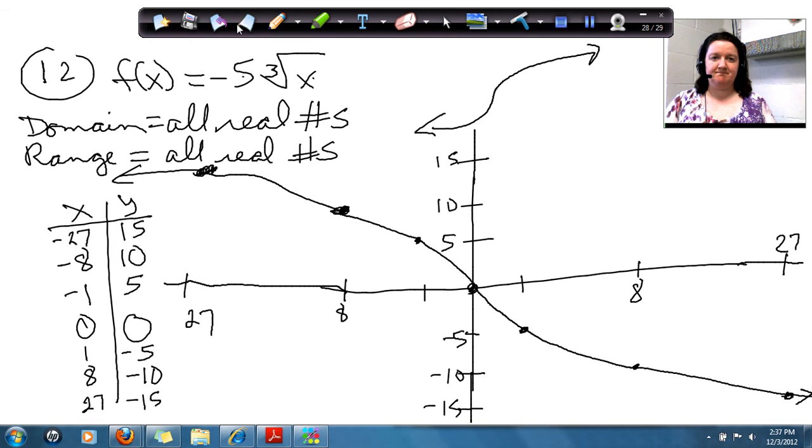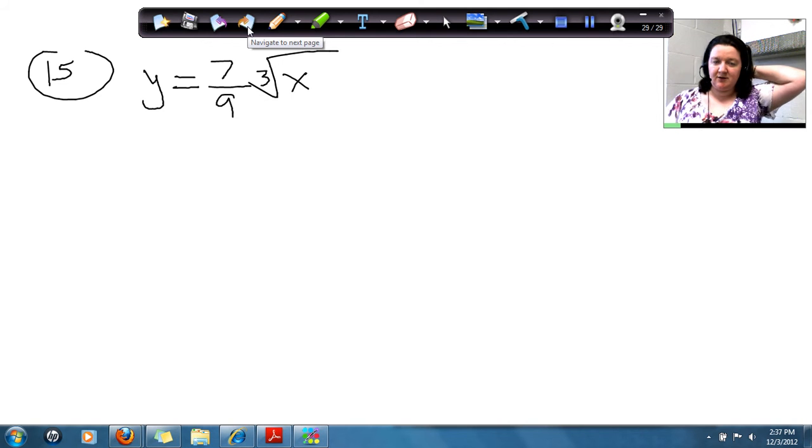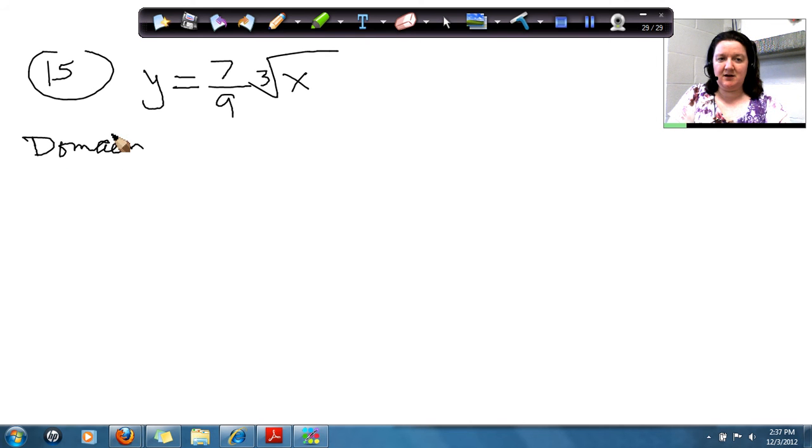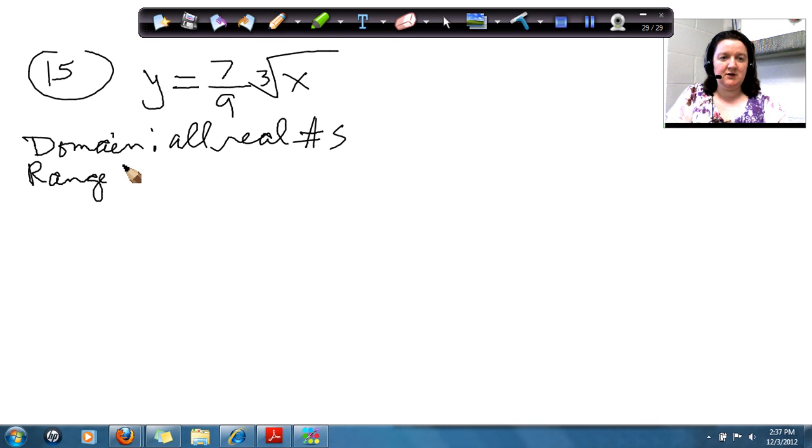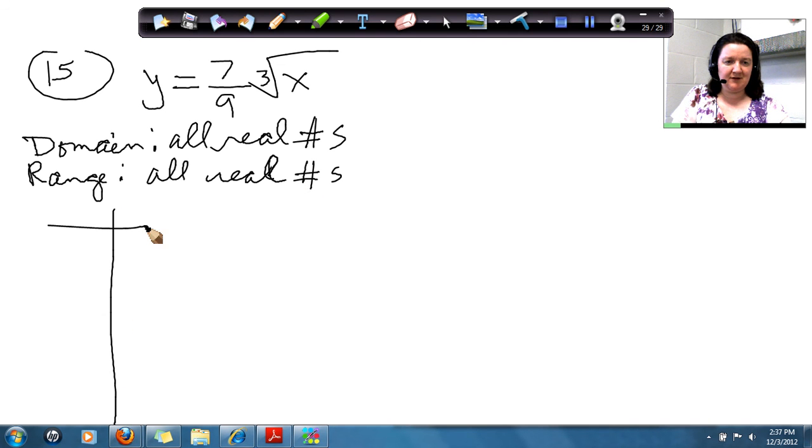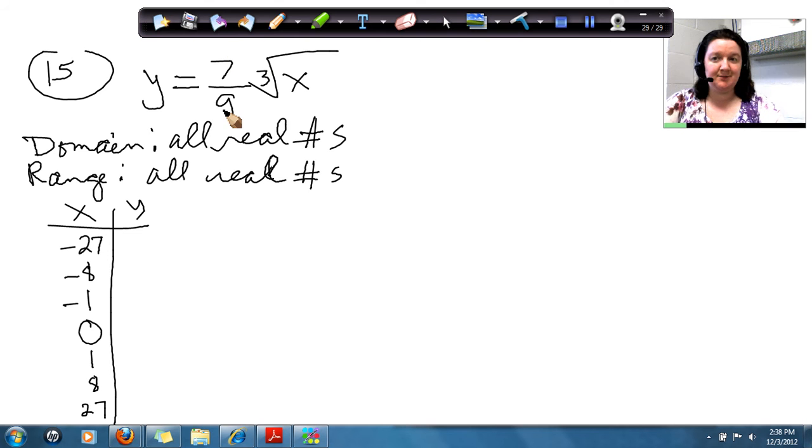Let's look at number 15. So here we have the third root of x, times 7 over 9. Again with this, because it's an odd index, we can have all real numbers, because it's okay if we have the third root of a negative number. If I look at my range, I'm also going to get all real numbers. So if we look at our center point, I'm going to use the same x values I picked before, just so I don't have to use my calculator. I'm going to pick 1, 8, and 27, and -1, -8, and -27. And here I'm still going to get some weird fractions because it's 7 over 9.